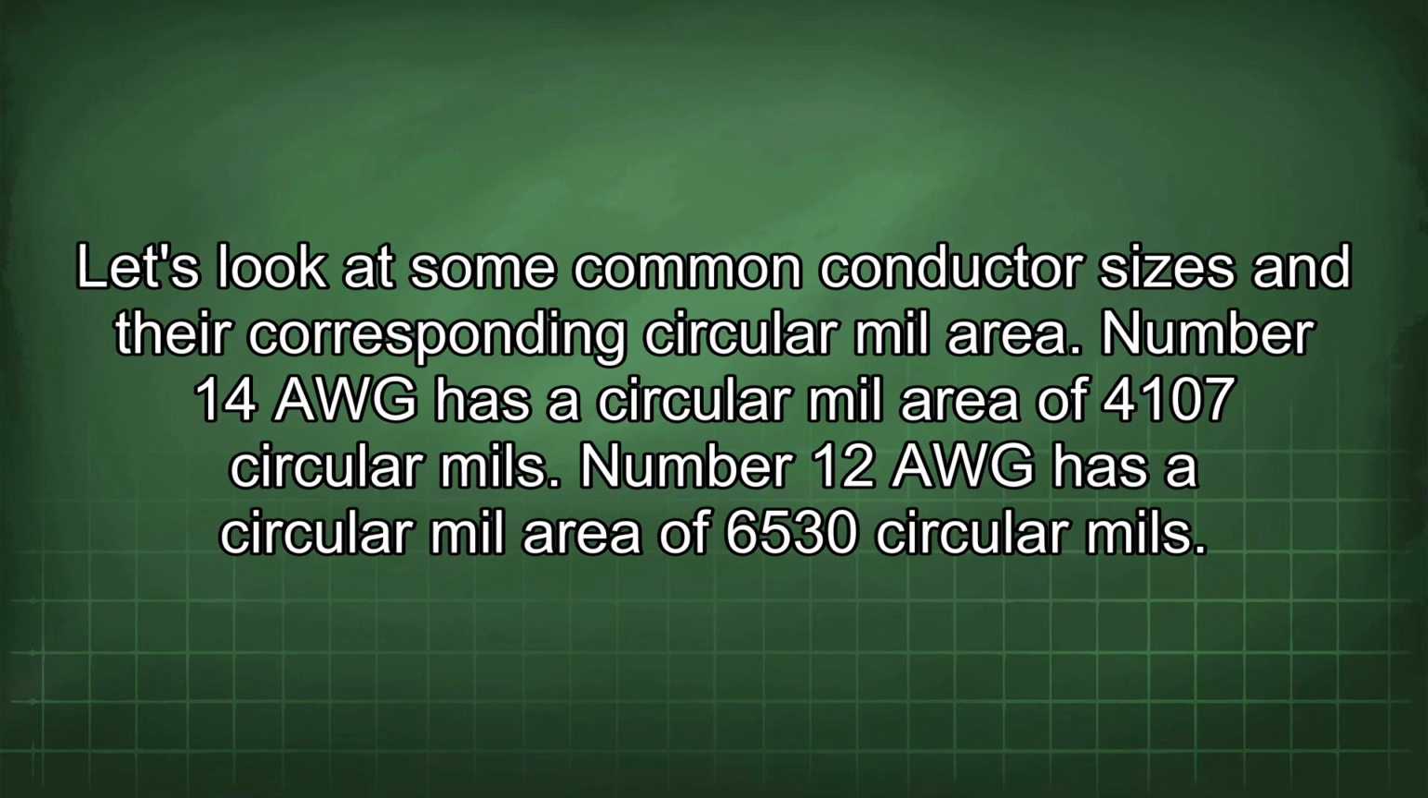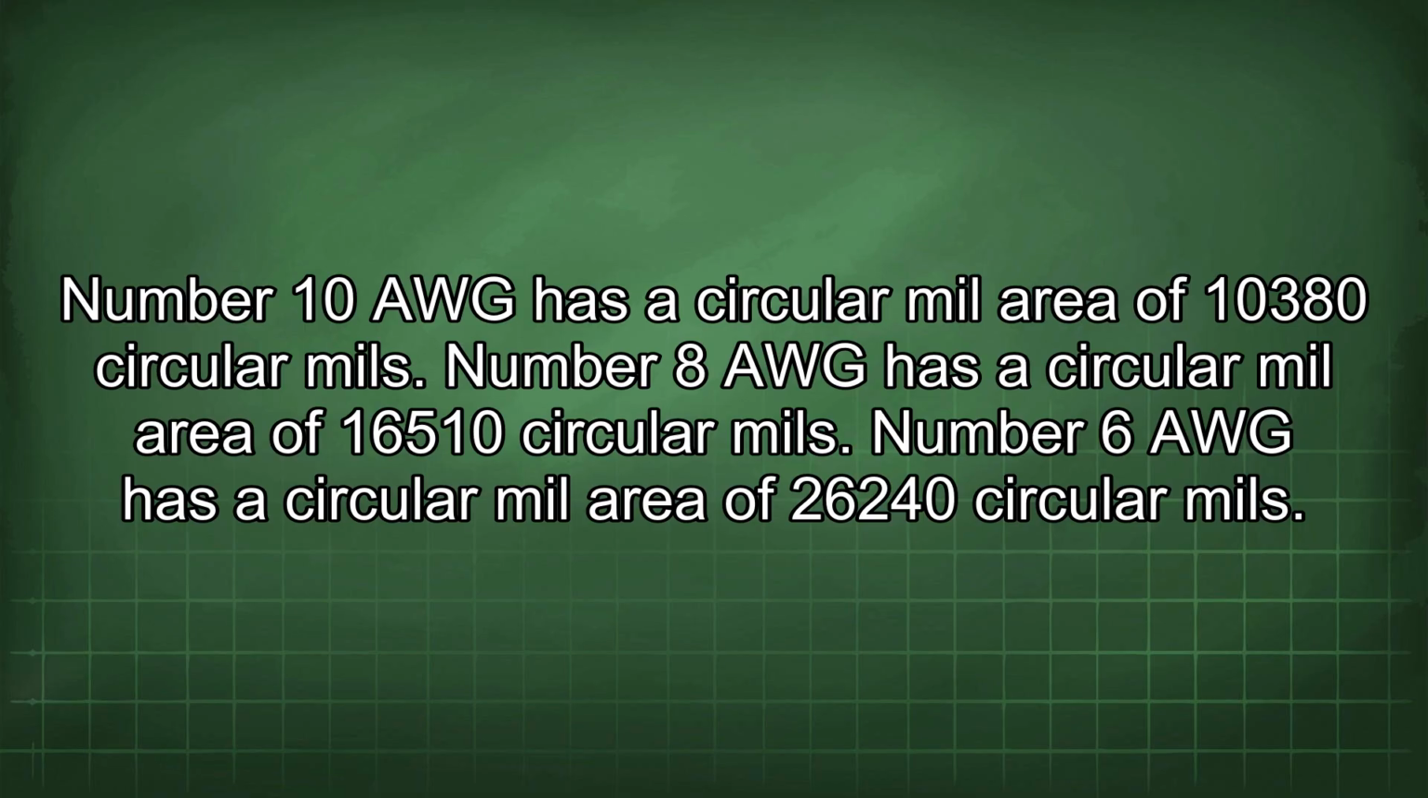Let's look at some common conductor sizes and their corresponding circular mil area. Number 14 AWG has a circular mil area of 4,107 circular mils. Number 12 AWG has a circular mil area of 6,530 circular mils. Number 10 AWG has a circular mil area of 10,380 circular mils. Number 8 AWG has a circular mil area of 16,510 circular mils.